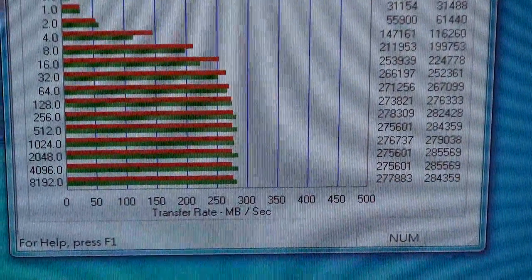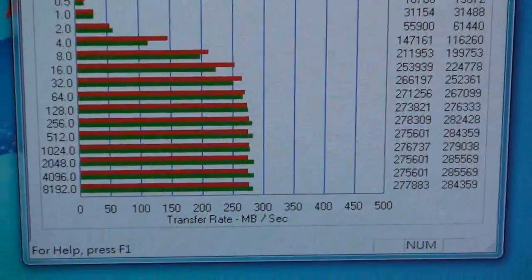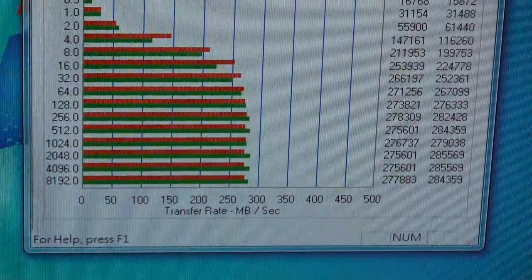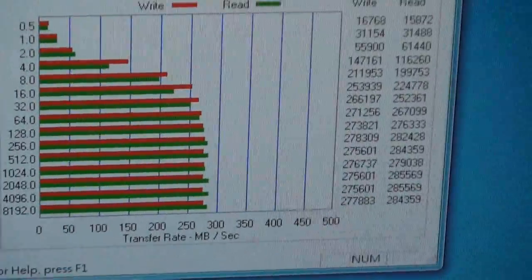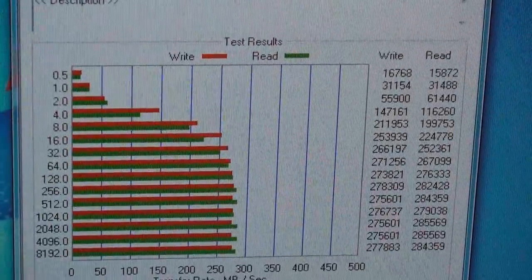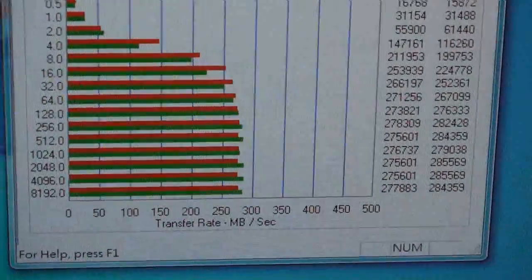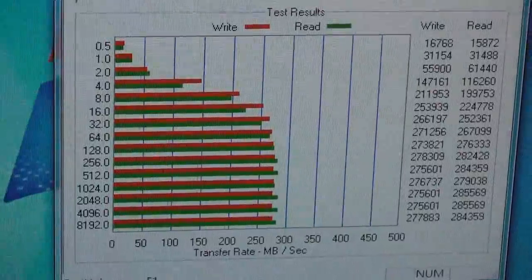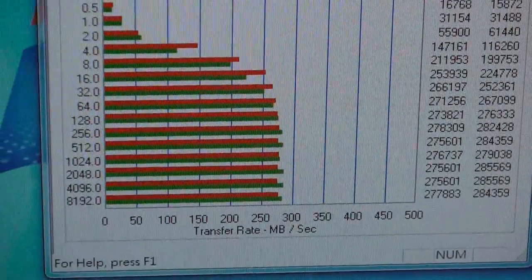In another test here with ATTO Disk Benchmark, you can see there is a write speed of almost 278 megabytes per second, and a read speed of almost 285 megabytes per second. What A-Data did note to us just before was that these benchmark numbers are actually faster than the spec that A-Data claims. The read speed that A-Data claim is 280 megabytes per second, and here you can see almost 285. And the drive is spec'd to write at around 270 megabytes per second, but here you can see almost 278.